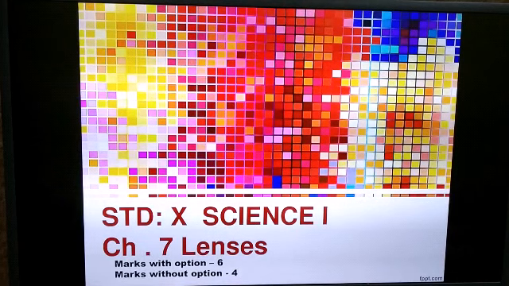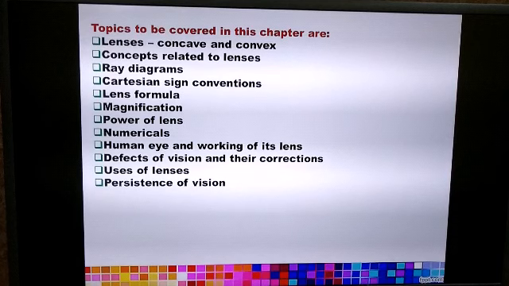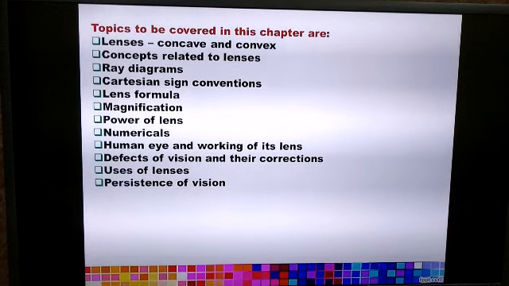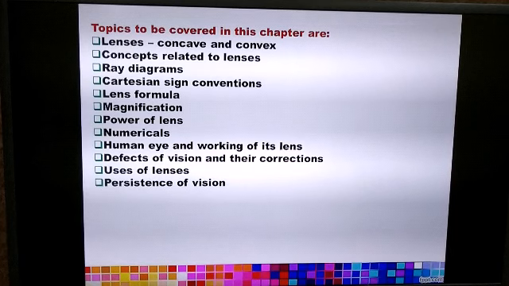The topics that we are going to cover in this chapter are lenses. We are going to study 2 types of lenses, concave and convex. We will study concepts related to lenses. We will be drawing ray diagrams, Cartesian sign conventions, lens formula, magnification of a lens, power of lens.